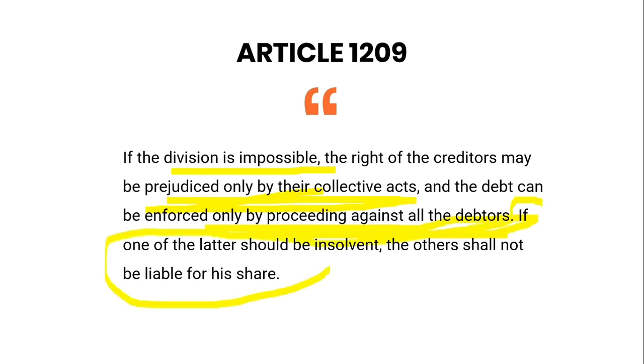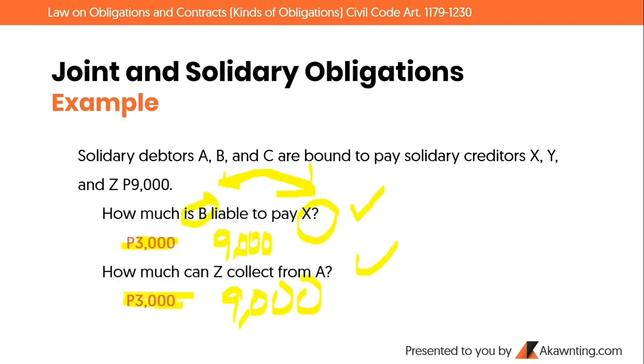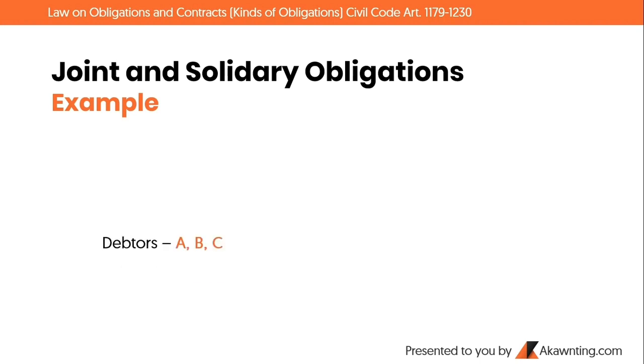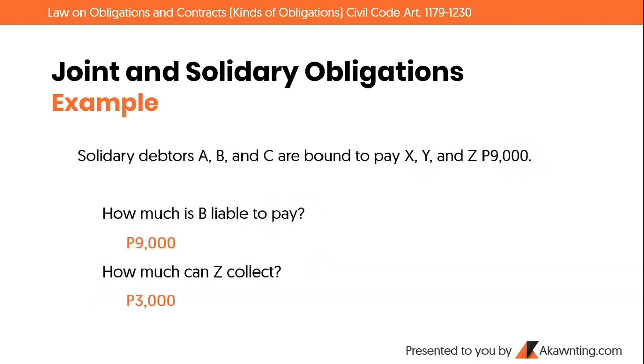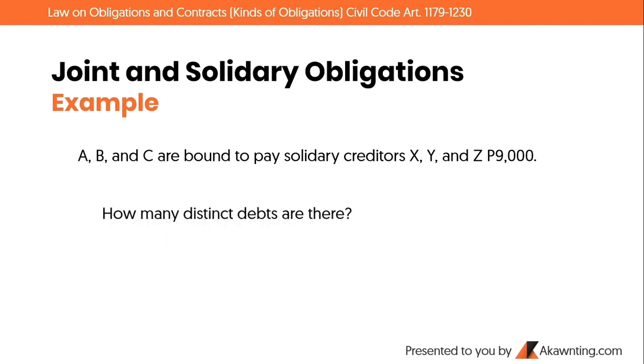Balik tayo pag pera ang usapan, dun sa joint debtor. Ito joint debtor: A, B, and C are bound to pay solidarity creditors XYZ. Kung naging insolvent si C, wala tayong pakialam. Walang pakialam si A and B. Kung kayang makabayad ni A and B ng kanilang mga share, which is 3,000 in this case each, wala tayong problema doon.